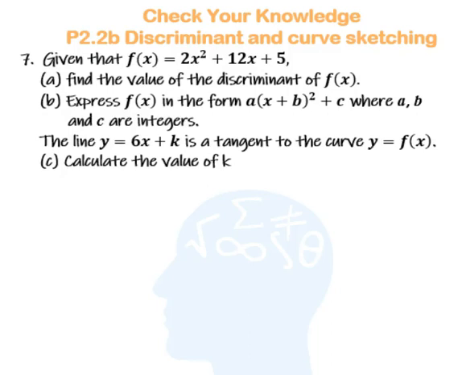Right, so here we've got an example style question with basically 3 bits, all linked to that function at the top, that f of x equals 2x squared plus 12x plus 5. So let's wade on into it. So we've got part A. It says find the discriminant.